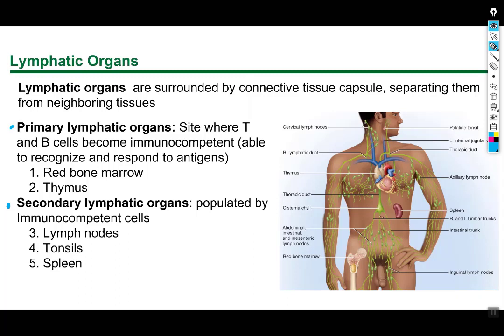So primary lymphatic organs are the sites where these cells can become immunocompetent, and those are going to be the red bone marrow and the thymus. So remember, both T and B cells are born in the red bone marrow. T cells migrate to and mature in the thymus. B cells just stay in the bone marrow until they navigate to the spleen. Secondary lymphatic organs are populated by cells that are already immunocompetent. So cells migrate from here in the primary to there. So lymph nodes, tonsils, and or the spleen.